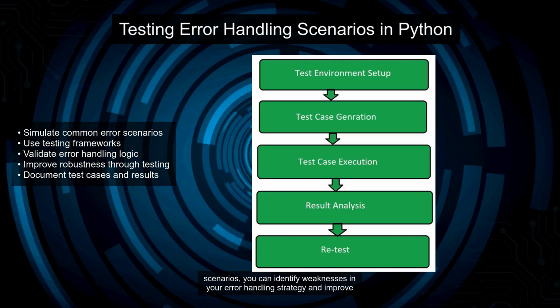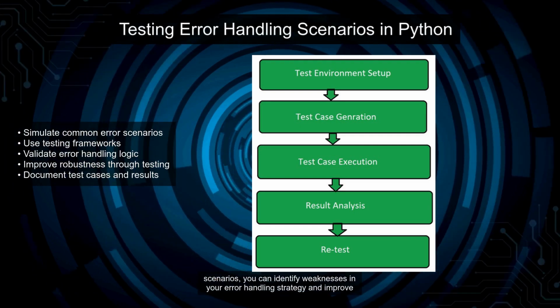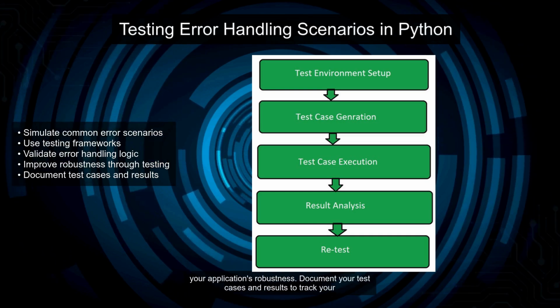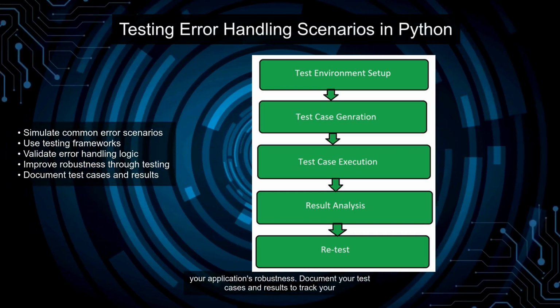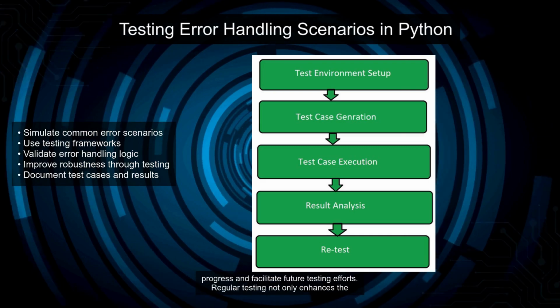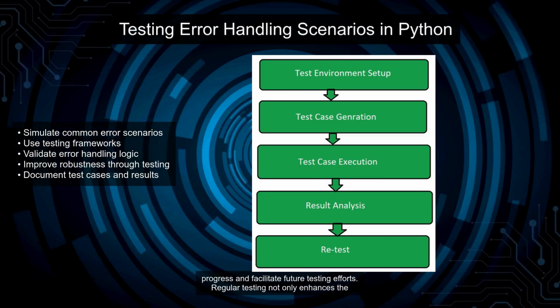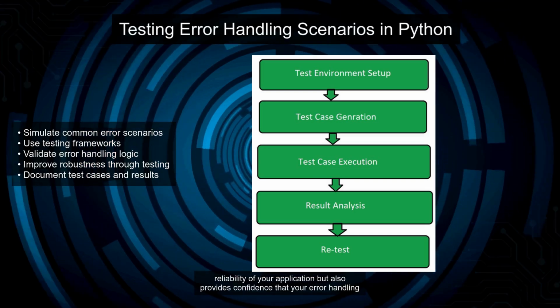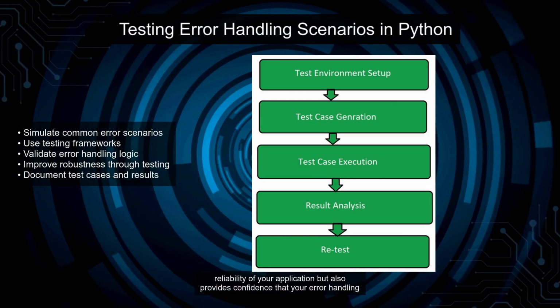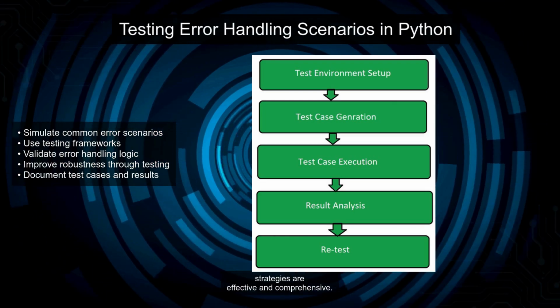By systematically testing different error scenarios, you can identify weaknesses in your error handling strategy and improve your application's robustness. Document your test cases and results to track your progress and facilitate future testing efforts. Regular testing not only enhances the reliability of your application but also provides confidence that your error handling strategies are effective and comprehensive.